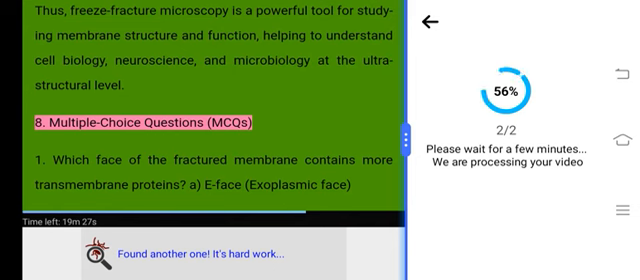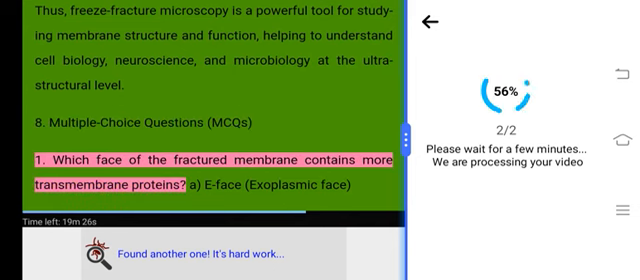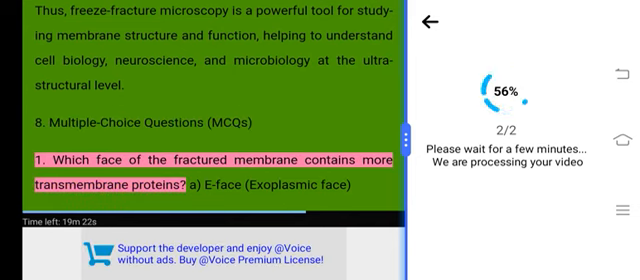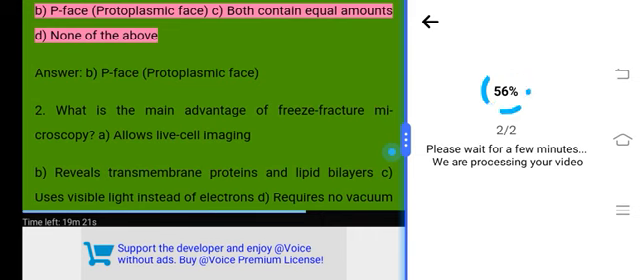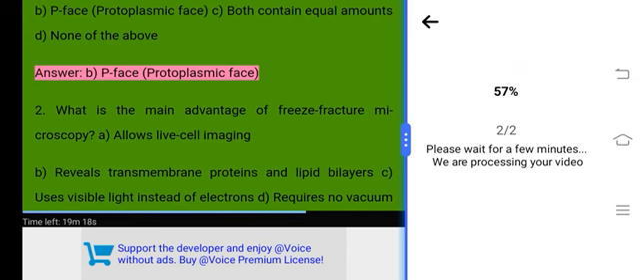8. Multiple choice questions (MCQs). 1. Which face of the fractured membrane contains more transmembrane proteins? A. E face, exoplasmic face. B. P face, protoplasmic face. C. Both contain equal amounts. D. None of the above. Answer: B. P face, protoplasmic face.